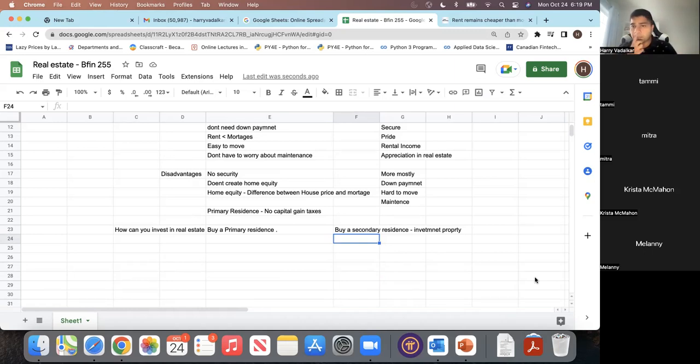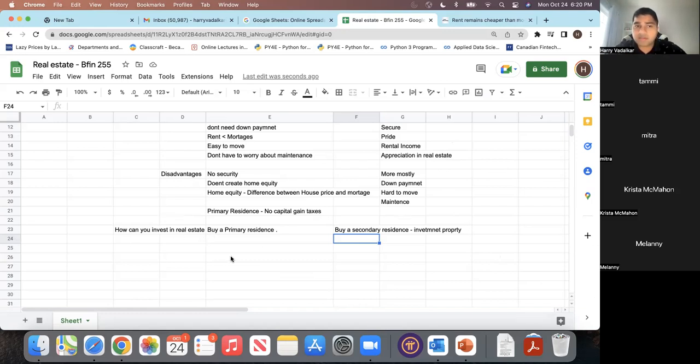Okay. So the more expensive one, people usually designate as the primary residence, and they claim a tax exemption if they sell it. Yeah, it's quite interesting.